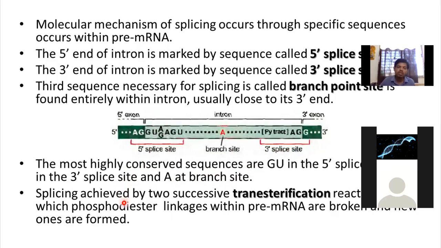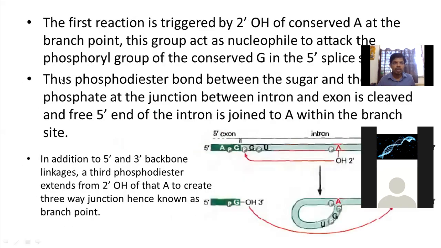The splicing mechanism is achieved by two successive trans-esterification reactions in which phosphodiester linkages within the pre-mRNA are broken down, and again they are formed. So this splicing mechanism occurs by two successive trans-esterifications. How it is carried out, we will see here. Two trans-esterification reactions will be carried out at this same area where the intron is present. How it will occur, we will see one by one.